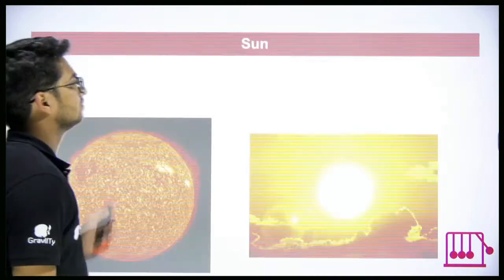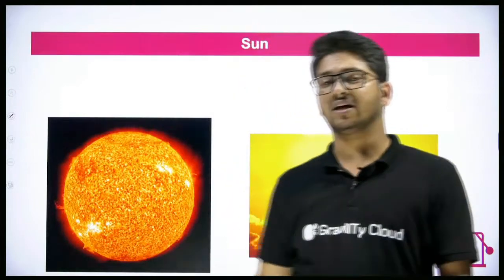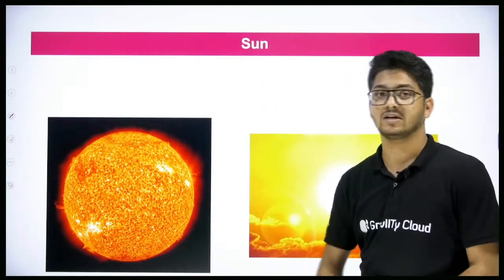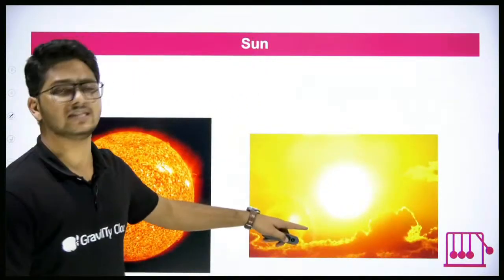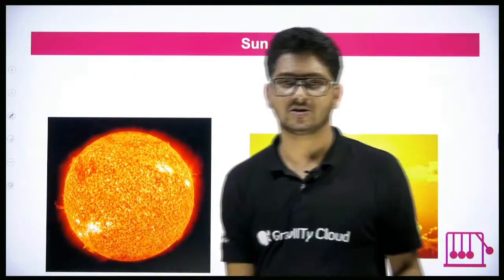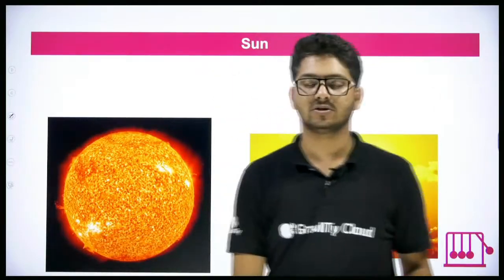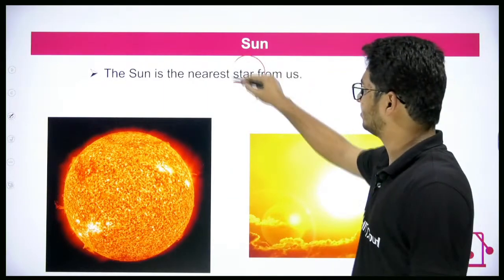Good. Then another most important celestial object for us would be the sun. These are images of the sun. The sun as we see it from our earth. This could be during sunrise or sunset. And this is a close-up image. Not very close. Okay. The sun is the nearest star from us.